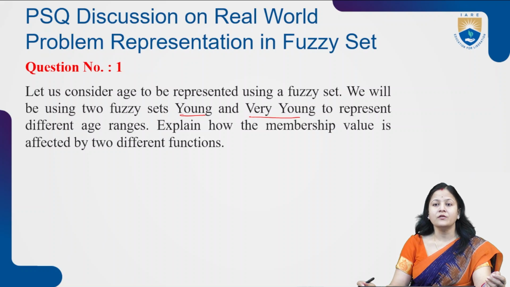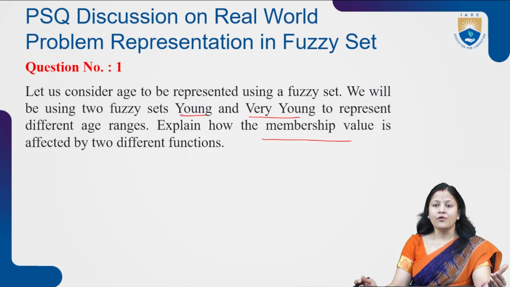Explain how the membership value is affected by two different functions. So here the question says that we have to consider two fuzzy sets or two functions, one is young, another one is very young, and how the membership value is affected by these two different functions.